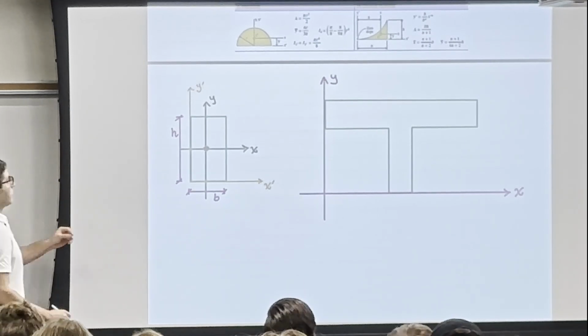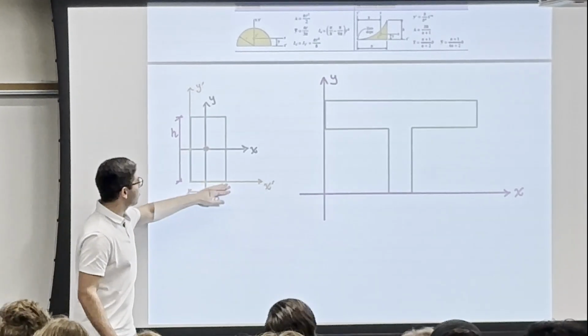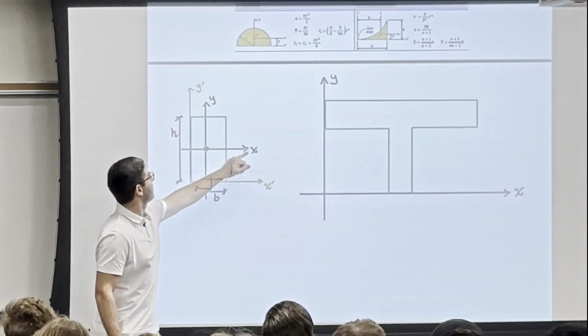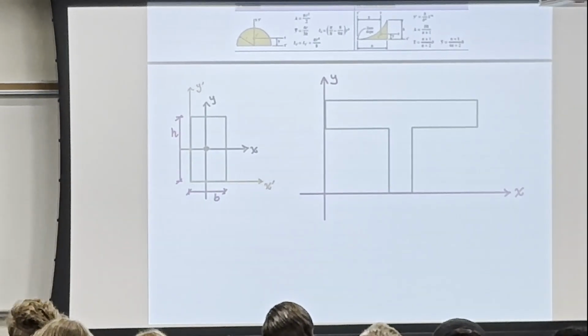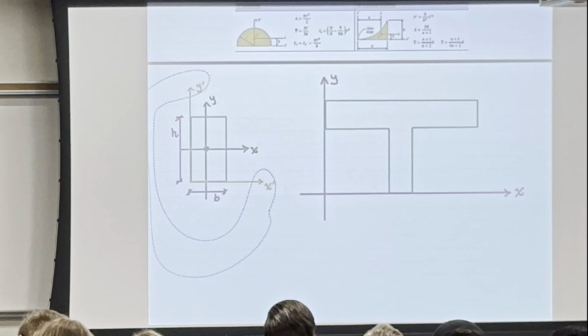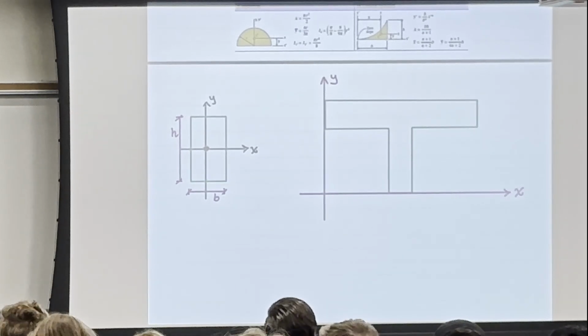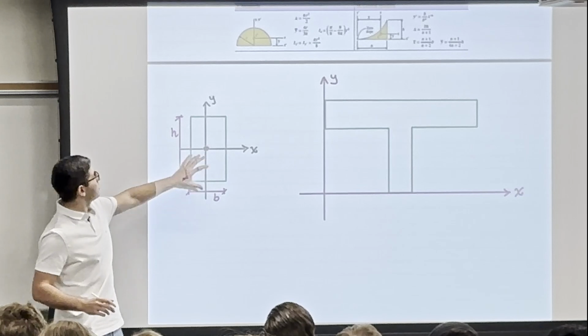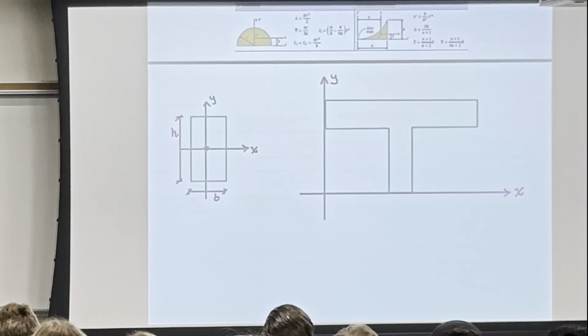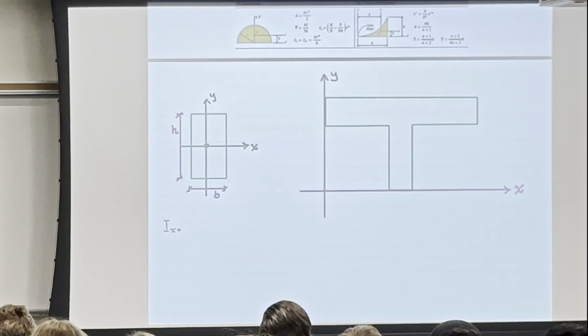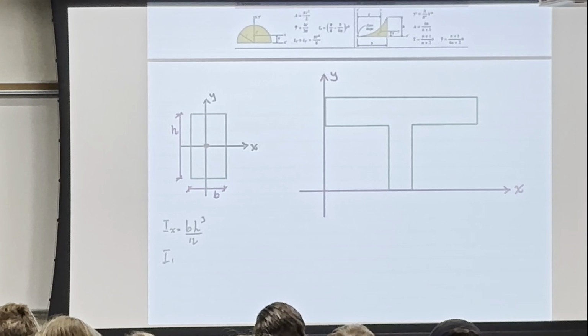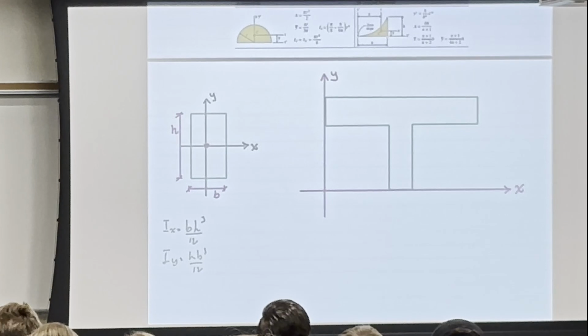If I do have this shape, and I do have two axes, x bar and y bar, and then x and y, let me erase those axes. Now I want to find the moment of inertia about the centroidal axis here. Okay, it was easy. For example, for Ix, it is bh cubed over 12, and for Iy, hb cubed over 12. No, it's not going to be 0. The first moment of area is going to be 0, not the second.